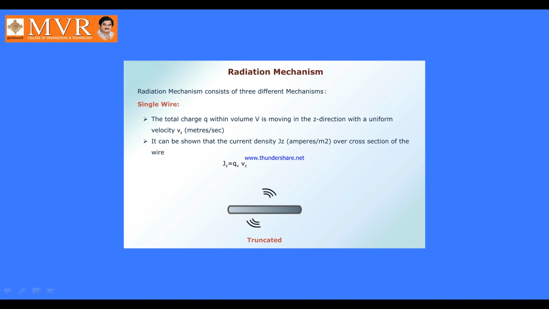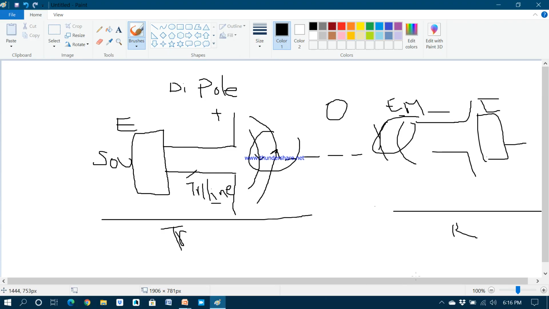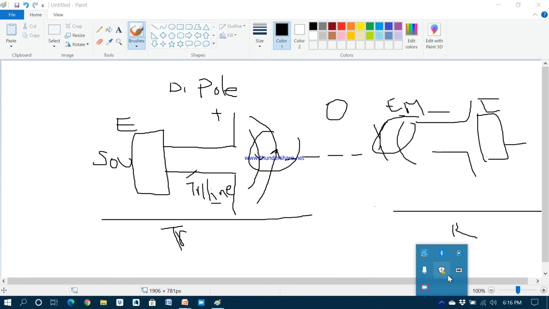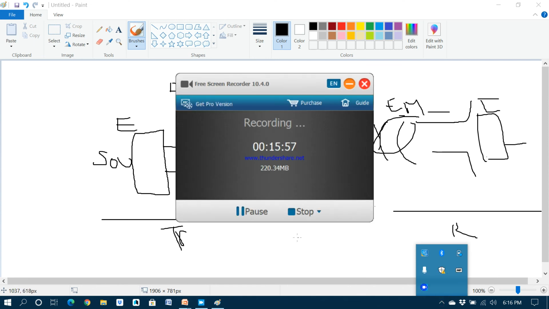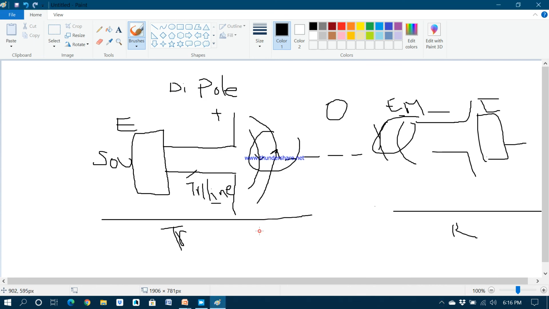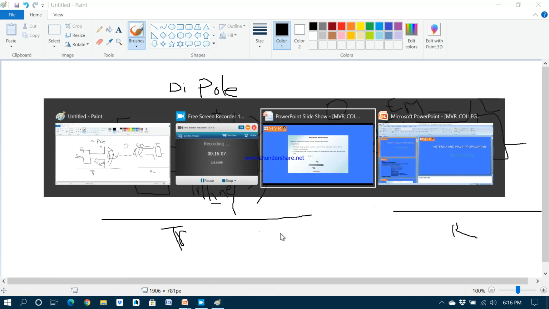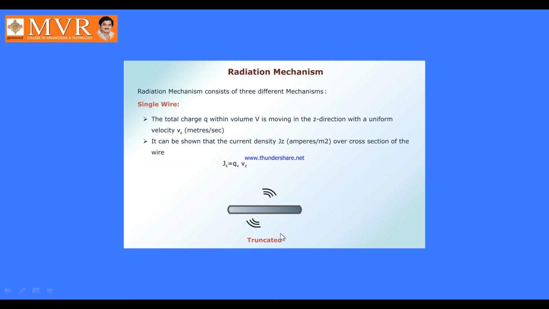Again, if this single wire antenna, just a minute. Okay, here, please look at this one.